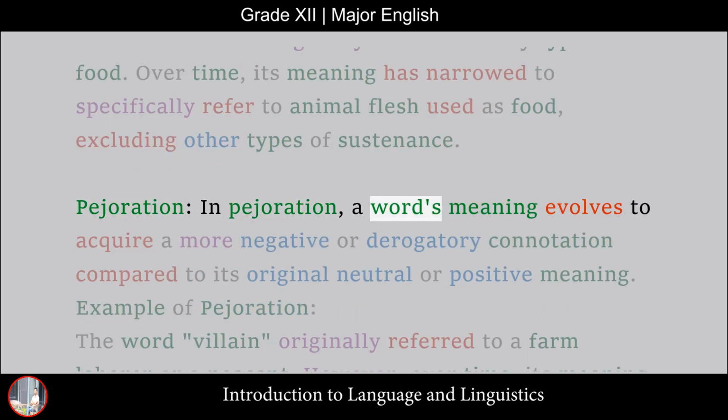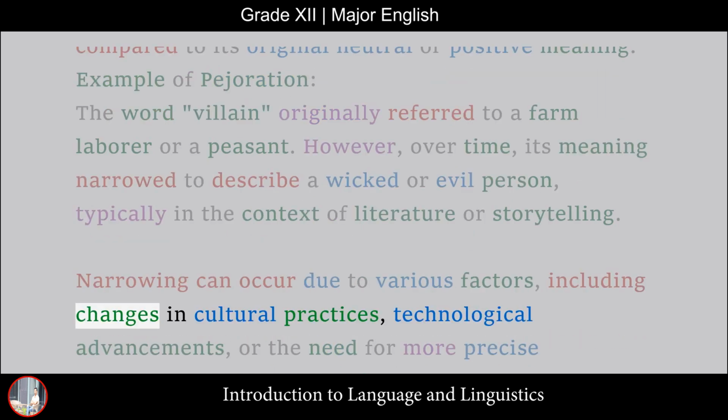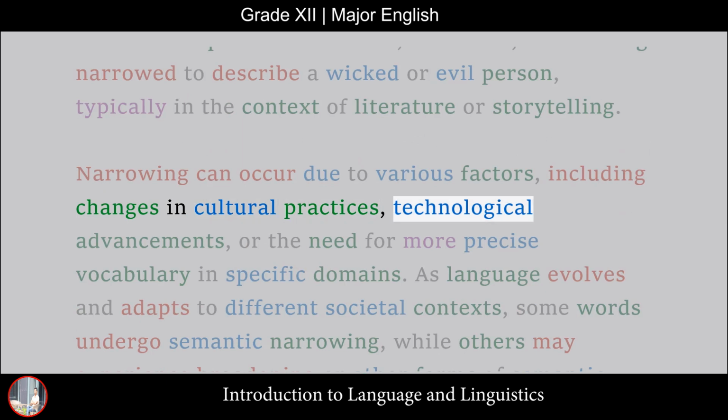Pejoration. In pejoration, a word's meaning evolves to acquire a more negative or derogatory connotation compared to its original neutral or positive meaning. Example of pejoration. The word villain originally referred to a farm laborer or a peasant. However, over time, its meaning narrowed to describe a wicked or evil person, typically in the context of literature or storytelling. Narrowing can occur due to various factors, including changes in cultural practices, technological advancements, or the need for more precise vocabulary in specific domains.